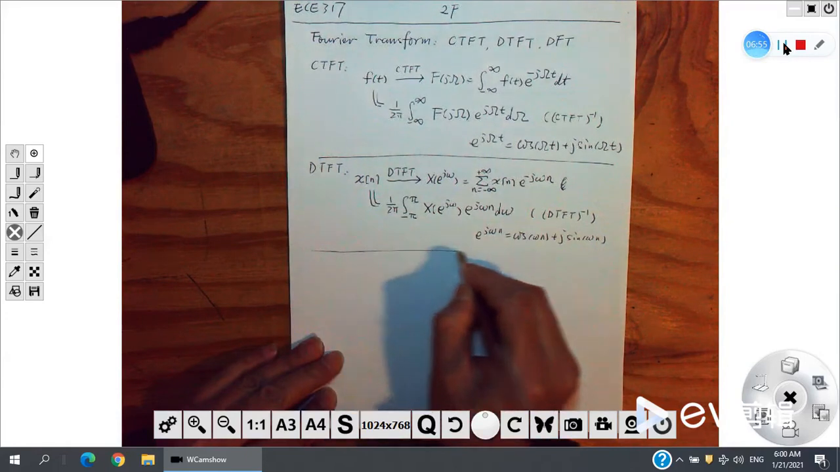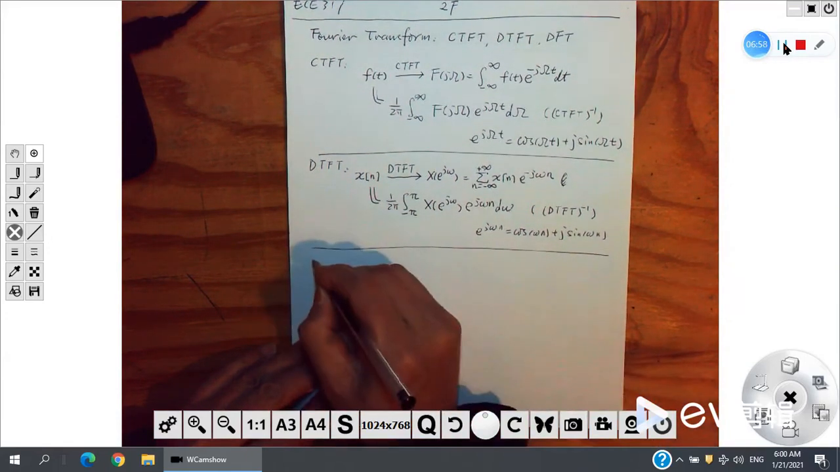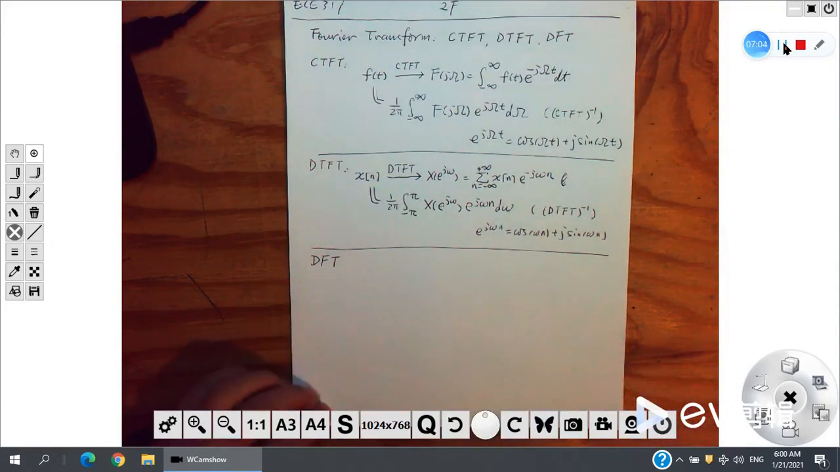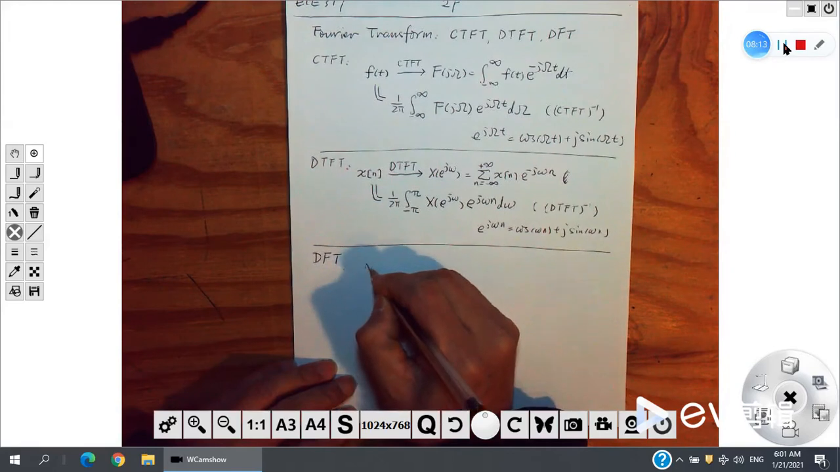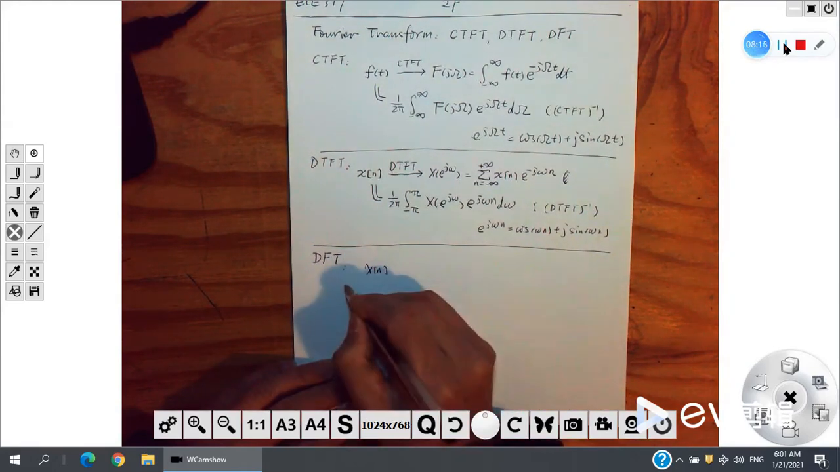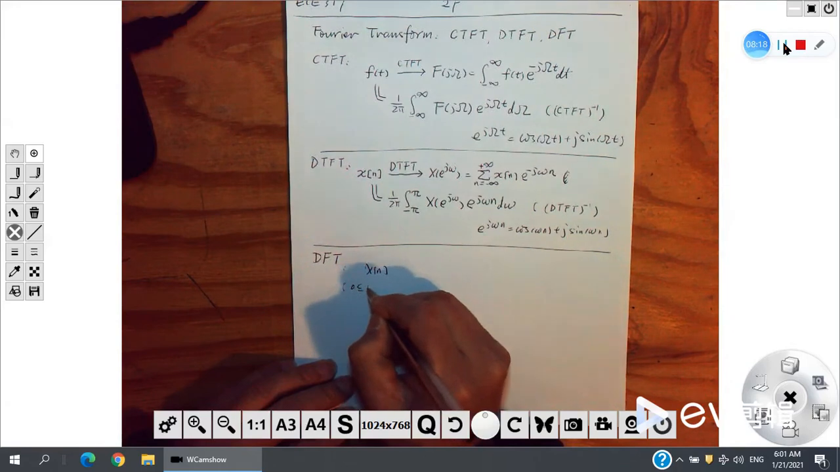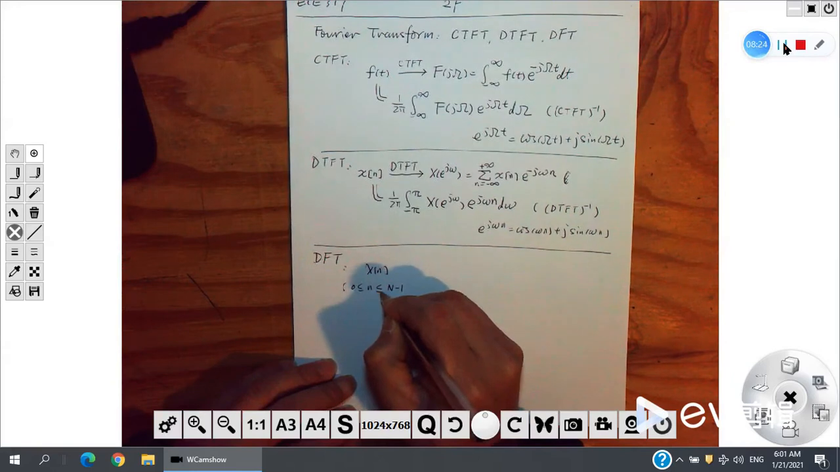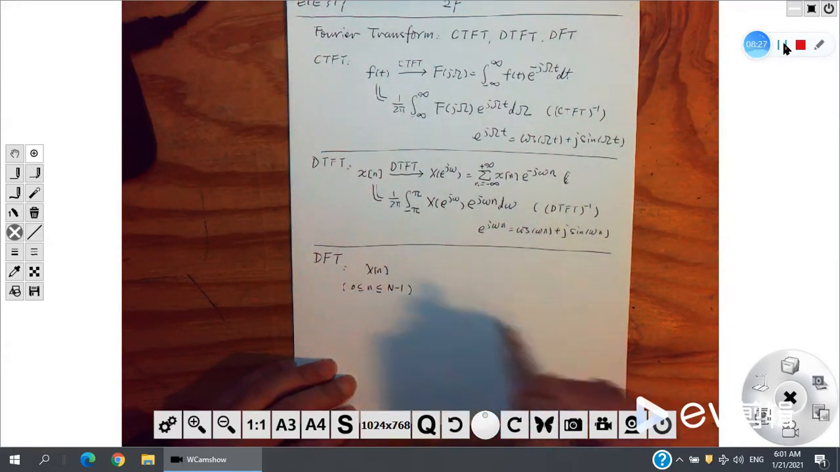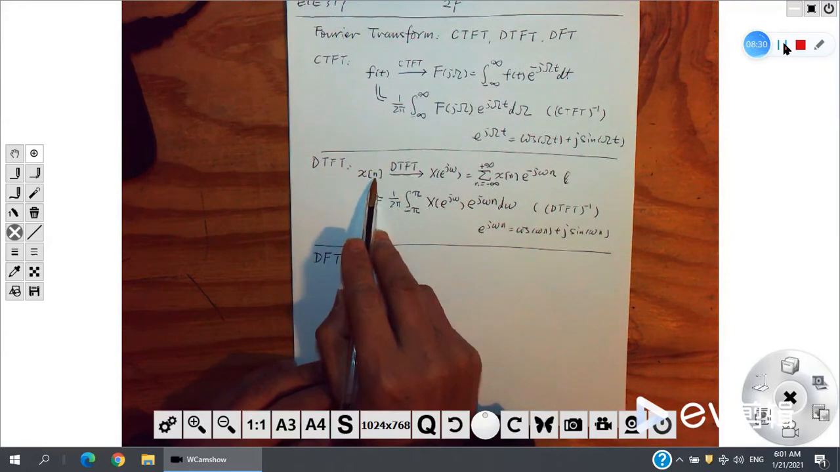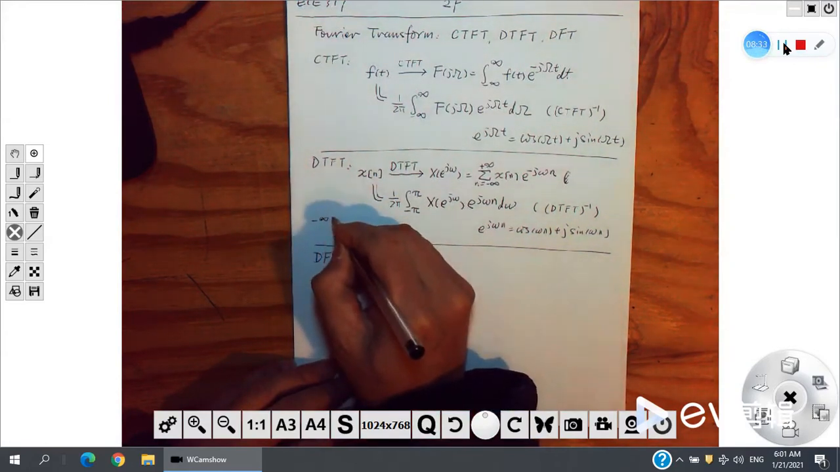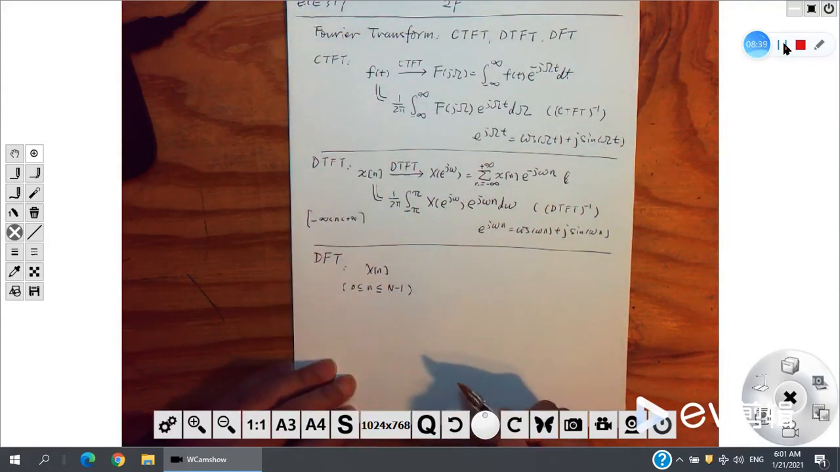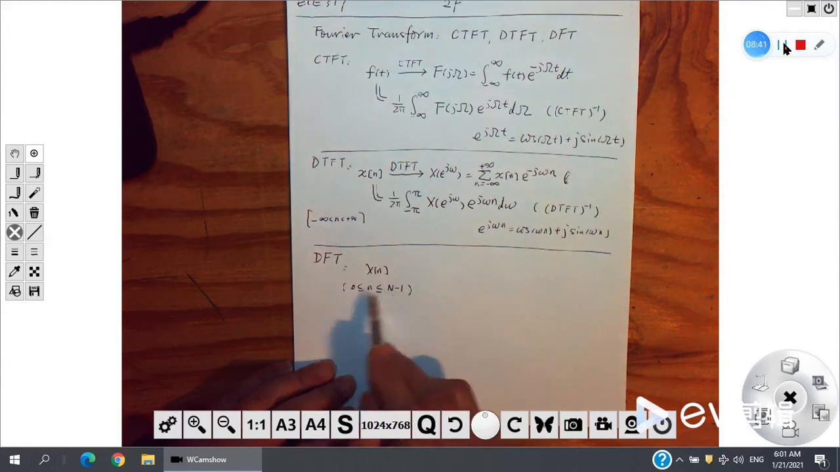Then we have the third one, DFT. Why do we need a DFT? Because we need to calculate it in the computer. We still have x of n, but this time n will run from 0 to some N minus 1, so totally N numbers. And for DTFT, n runs from negative to positive infinity, so you have infinite terms. Now for DFT we only have finite terms.